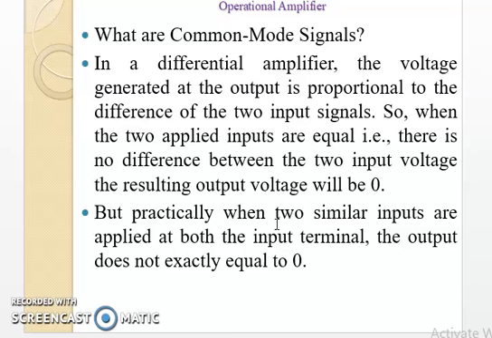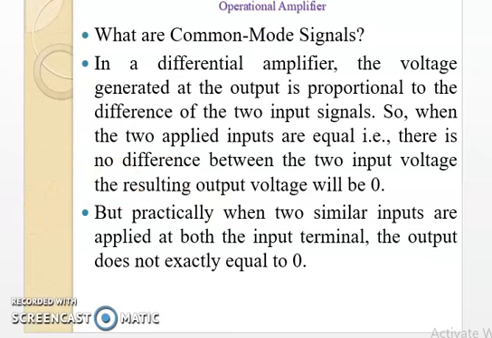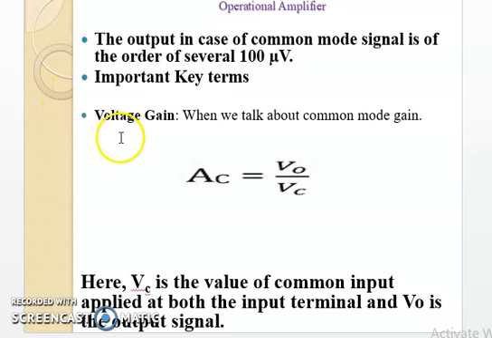When we talk about the common mode gain, AC is equal to VO upon VC, where VC is the value of the common input applied at both the input terminals, and V0 is the output signal. The ratio of the output voltage to the value of the common input applied at both the input terminals is nothing but your voltage gain of the differential amplifier.